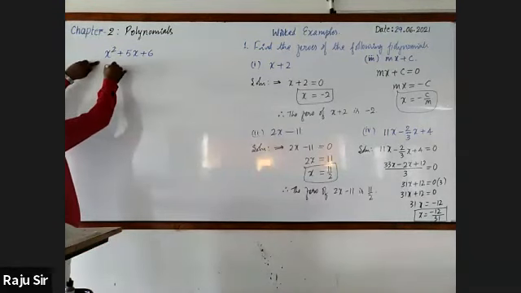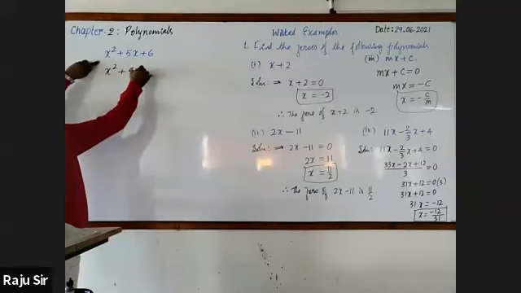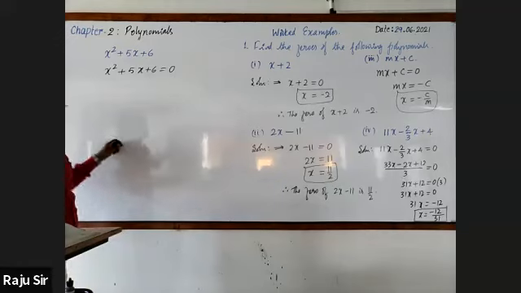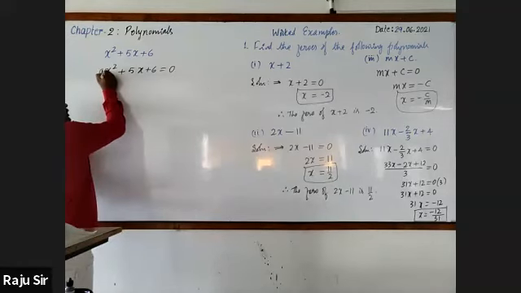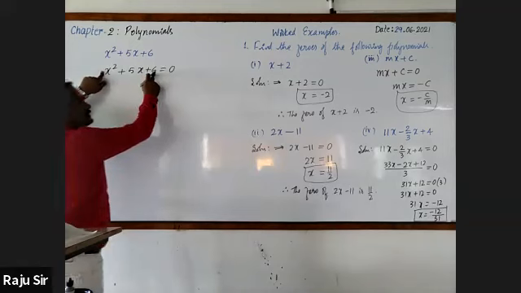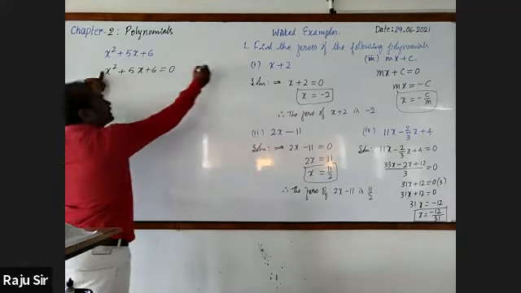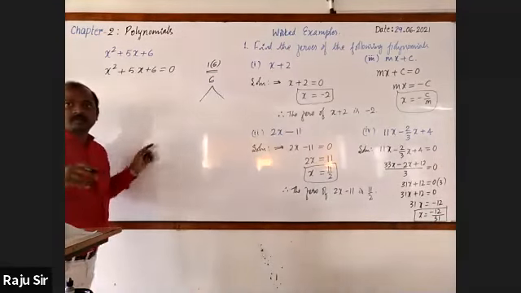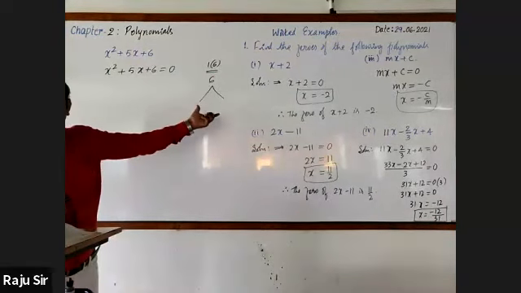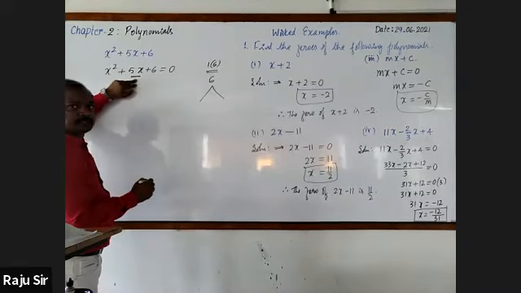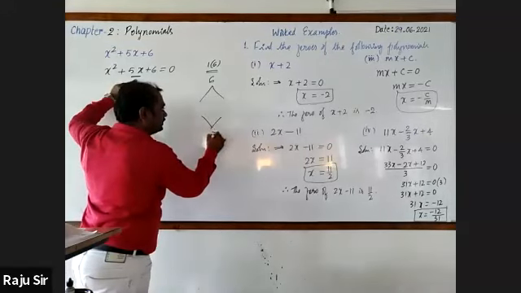To find the zero of this polynomial, you write x square plus 5x plus 6 as it is. It should be equated to 0. Then you will multiply the first term and last term, both the coefficients. Here there is 1, here is 6. 1 into 6 is 6. This is the way you have followed. Factorization. The middle term is 5. I take 5.